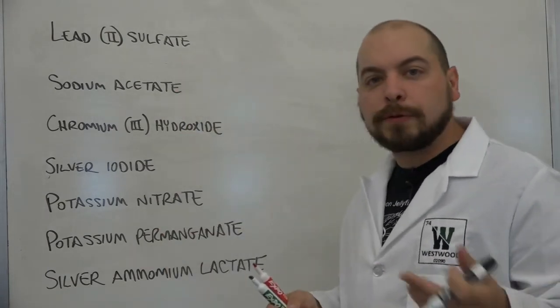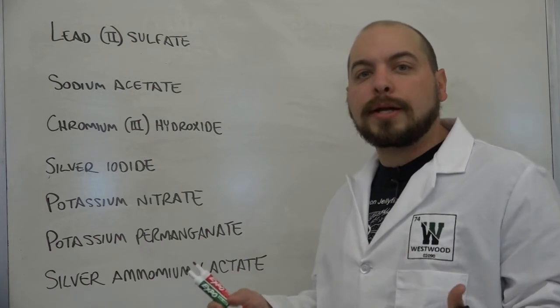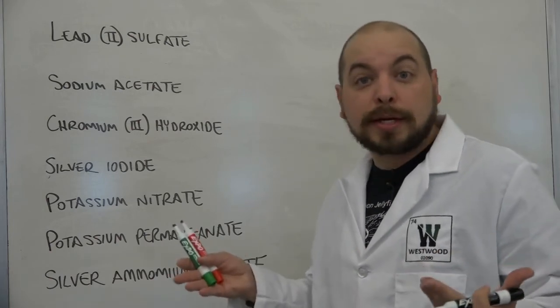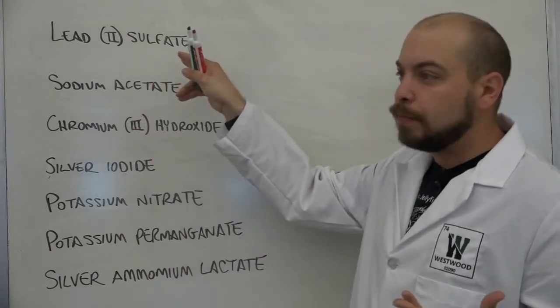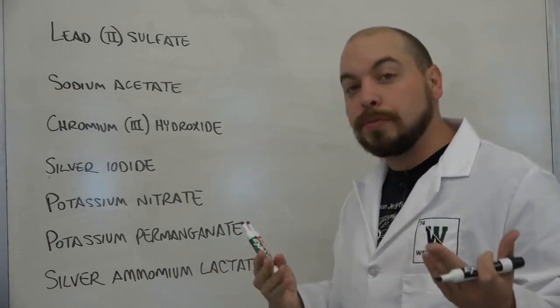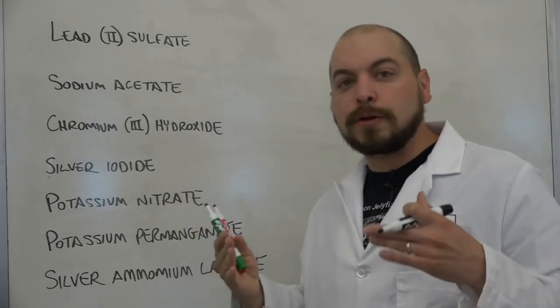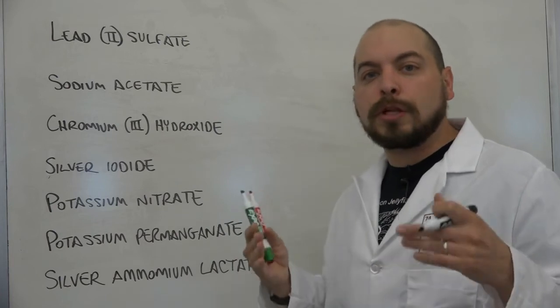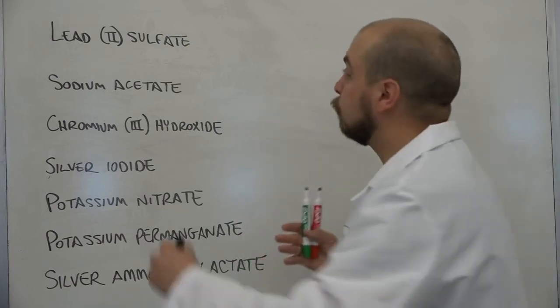Lead 2 sulfate. First thing, let's just go ahead and write the ionic compound's formula because it's good to practice. Lead 2 sulfate. So we know the charge of the lead ion is 2+. Sulfate as an ion is SO4 2-. Therefore, it's going to be PbSO4.